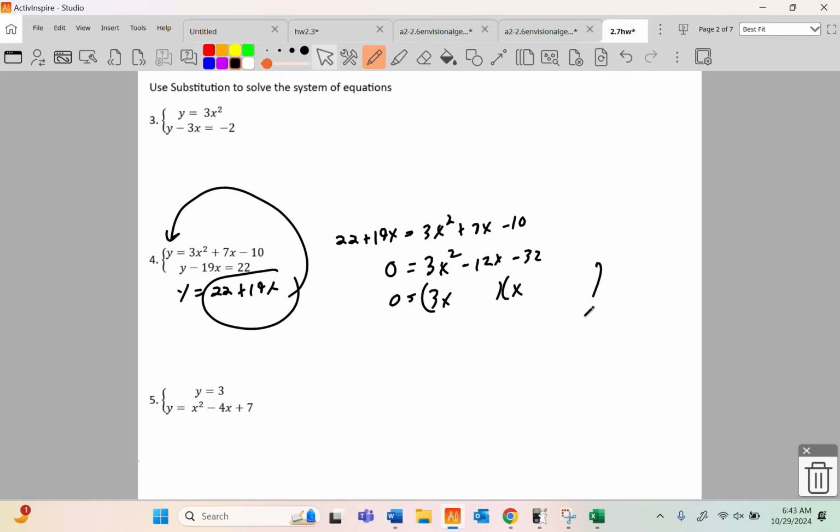I was really hoping this would factor. I don't really care to do the quadratic formula over and over and over. I really don't. But I ain't seeing it. That stinks.